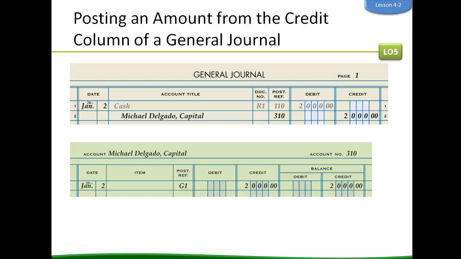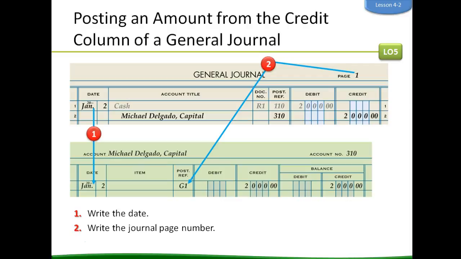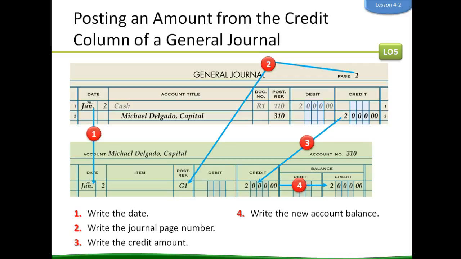All right, so then now we need to do the other half of the transaction, and we understand that the other account that's impacted here is going to be Michael Delgado's capital account. So again, we're going to record the date, the page number from the general journal where we can find this particular transaction, G1. The credit amount was $2,000, and the new account balance is going to carry over and be a credit balance of $2,000. Finally, we're going to trace back to our general journal, and we're going to put the account number where we posted this transaction, and you can see it is 310.